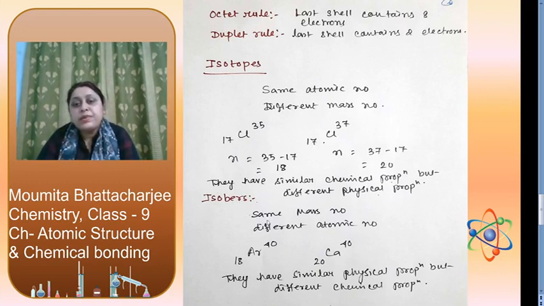What are isobars? Isobars means the elements which have the same mass number but different atomic number. I have taken the example of argon and calcium. Argon 40/18, calcium 40/20. You can see the mass numbers are the same, but their atomic numbers, one is 18, one is 20. So they will be isobars to each other. They have similar physical properties but different chemical properties. As their numbers of protons or electrons, their atomic numbers, are different, their electronic configurations will be different, their valencies will be different. For that, they will have the same physical properties but different chemical properties.